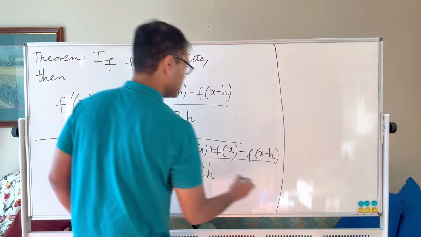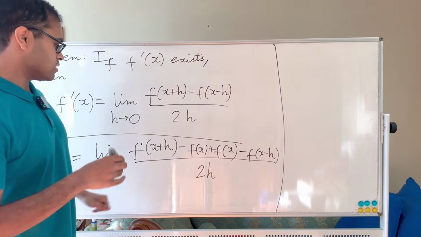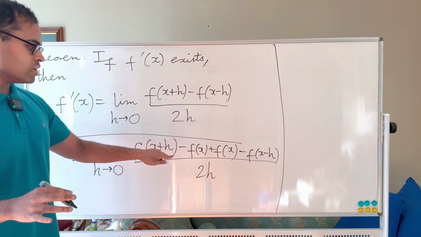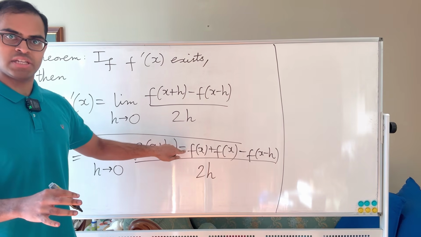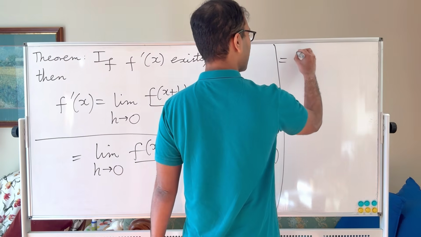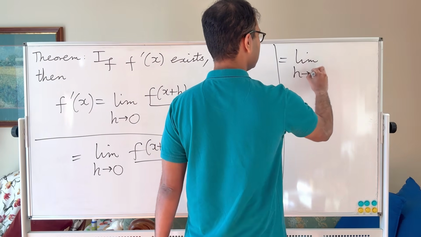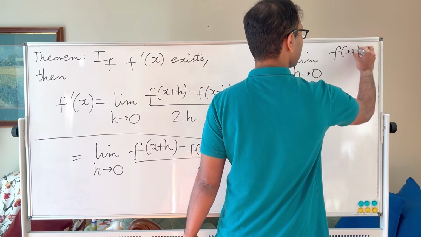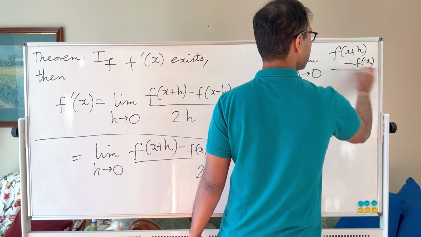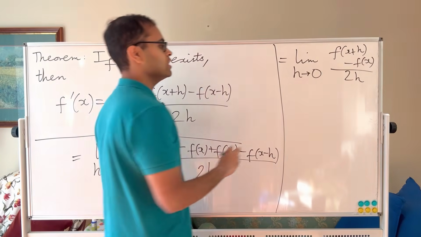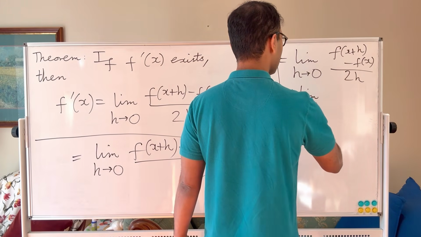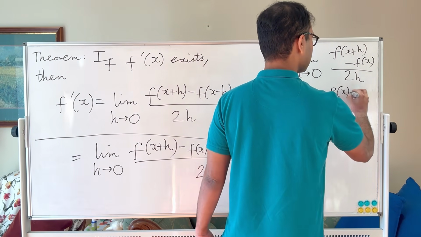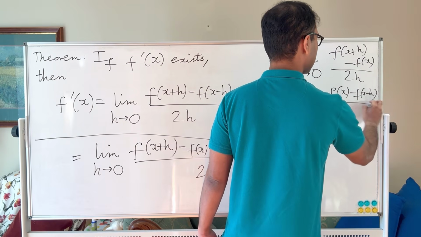Now I'm going to split up the limit into two limits. The reason I'm doing this is I want to connect it to f prime of x, so I really need to see the difference quotient, f of x plus h minus f of x. So the first limit is the limit as h goes to 0 of f of x plus h minus f of x divided by 2h, plus the limit as h goes to 0 of f of x minus f of x minus h divided by 2h.